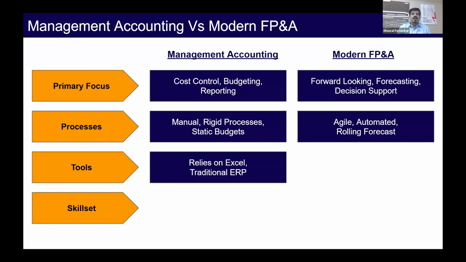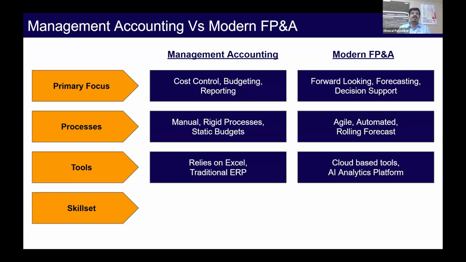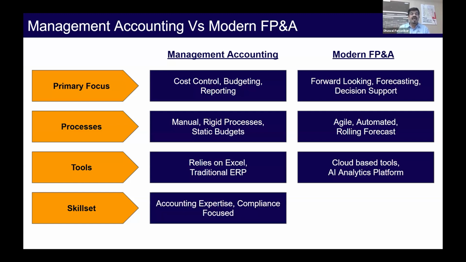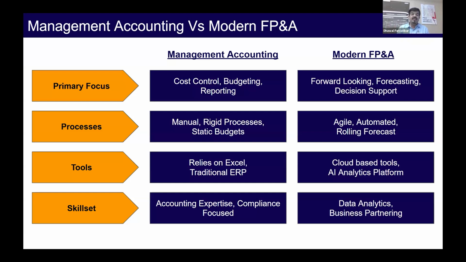In terms of tools, management accounting still relies to a great extent on Excel and traditional ERPs, whereas modern FP&A is looking at AI and cloud-based platforms so that you are able to do some advanced forecasting, advanced predictive and scenario planning as well. In terms of skill sets, management accounting was still largely accounting-based, right? To some extent, it's a variation of accounting. But modern FP&A is all about data analytics, business partnering, building strong relationships, scenario planning, and all of these things come as part of modern FP&A.